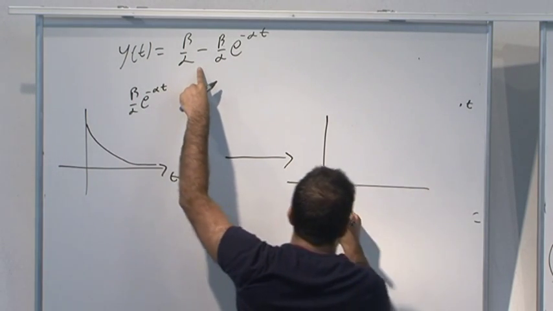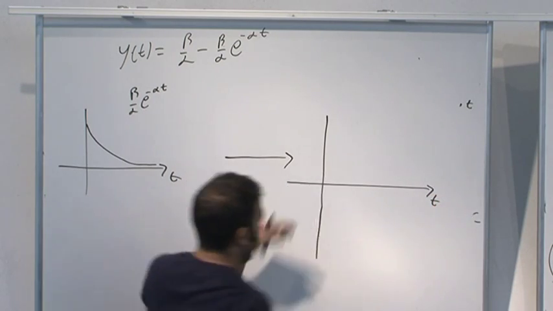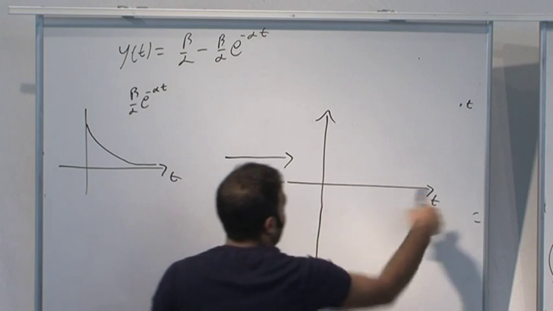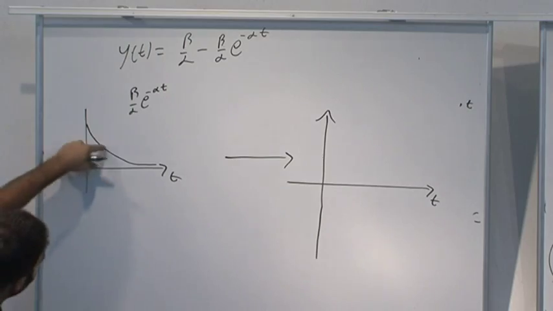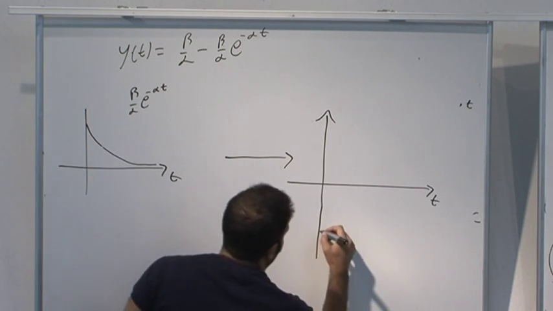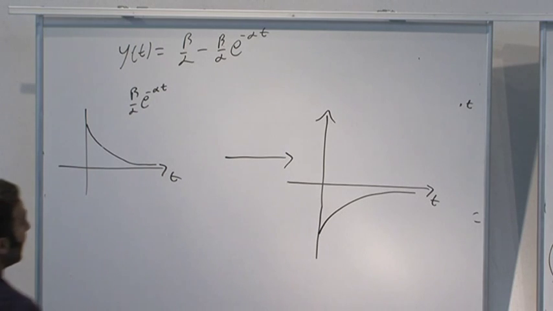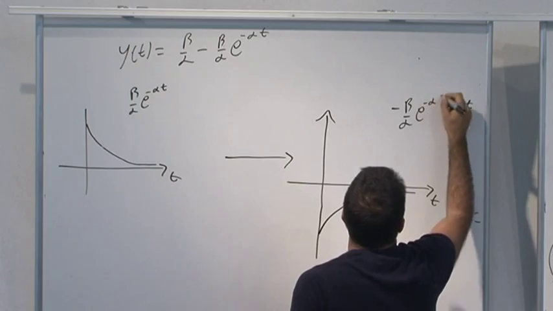What happens to a function when you take a minus? It's like a mirror over the x or the t-axis, right? So every point here goes to the negative picture over, right? So it looks like that, okay? And this is minus beta over alpha e to the minus alpha t.